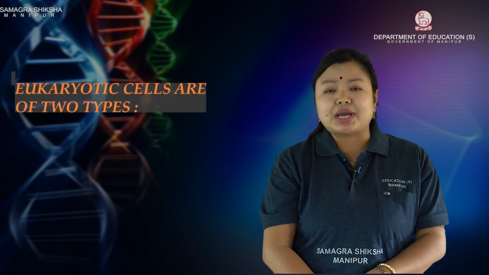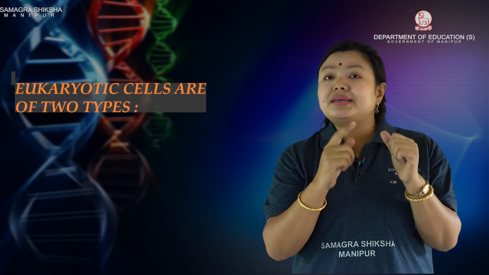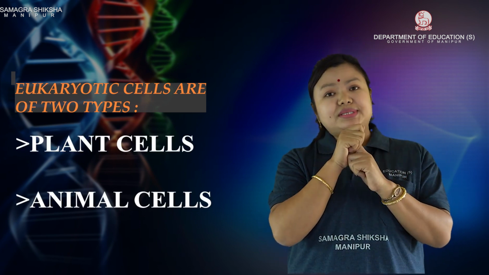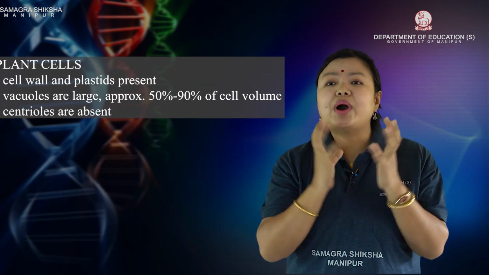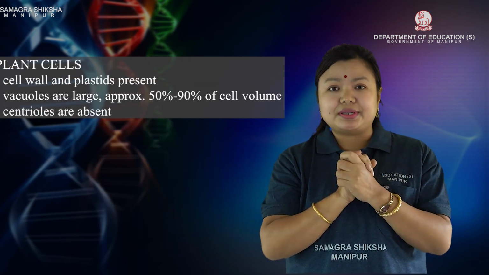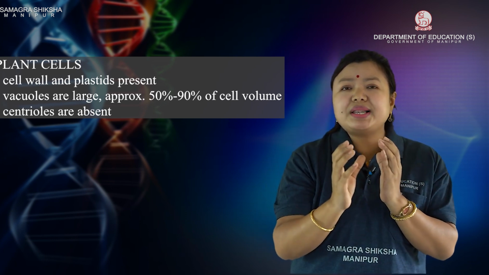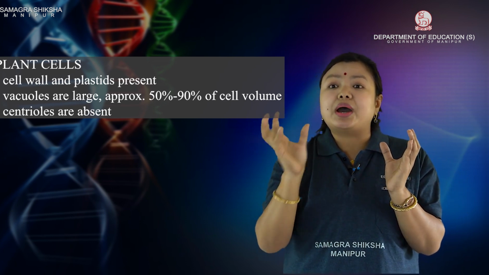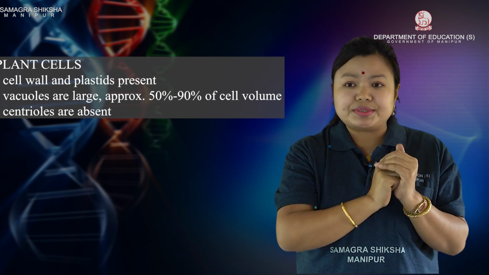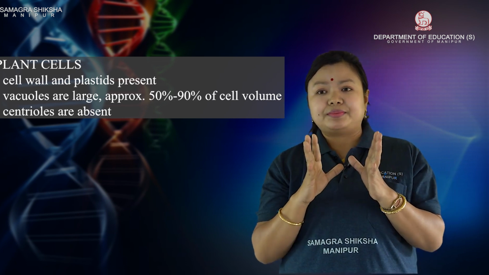Further, we can classify the eukaryotic cells into two types, that is plant cell and animal cell. Here in plant cell, cell walls and plastids are present. Then vacuoles are larger. Approximately 50 to 90% of the cell volume is covered by these vacuoles. And in this plant cell, centrioles are absent.